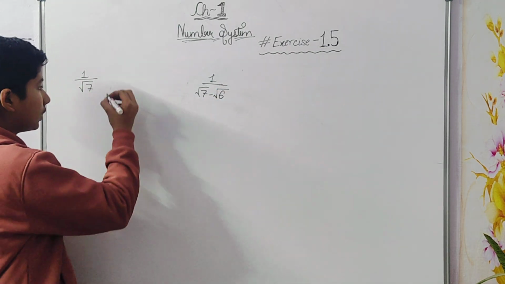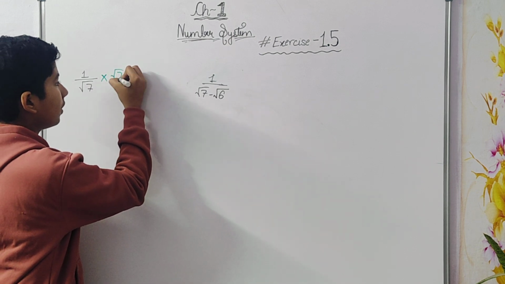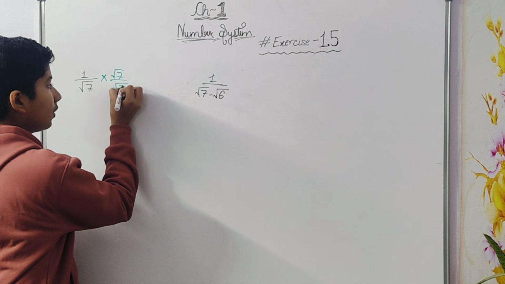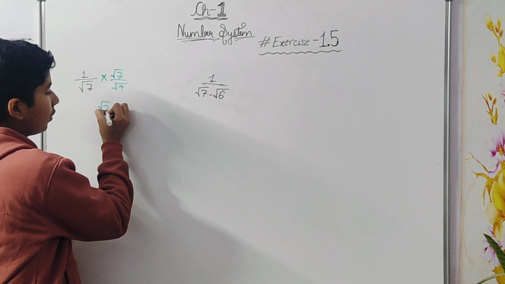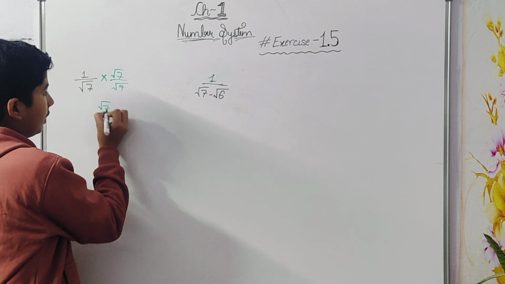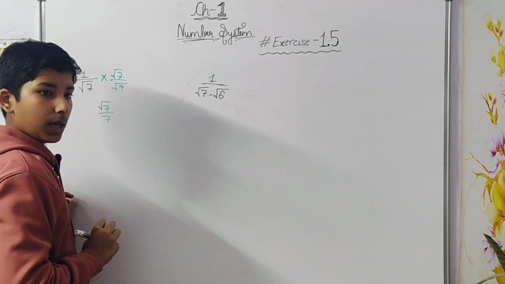To rationalize, you will multiply by the same number on both sides. Now it will be root 7 upon 7. Root 7 into root 7 is 7. So this will be our final answer.